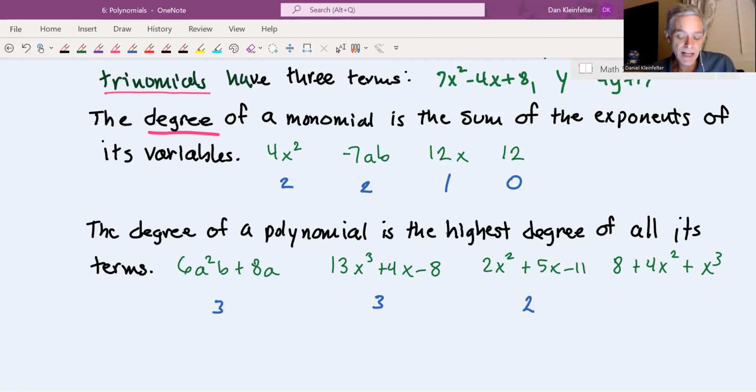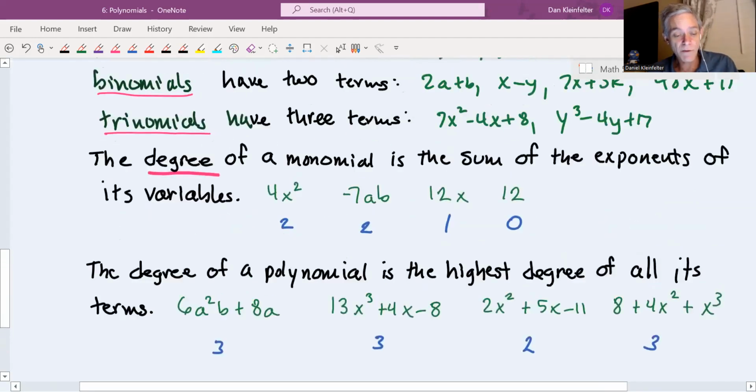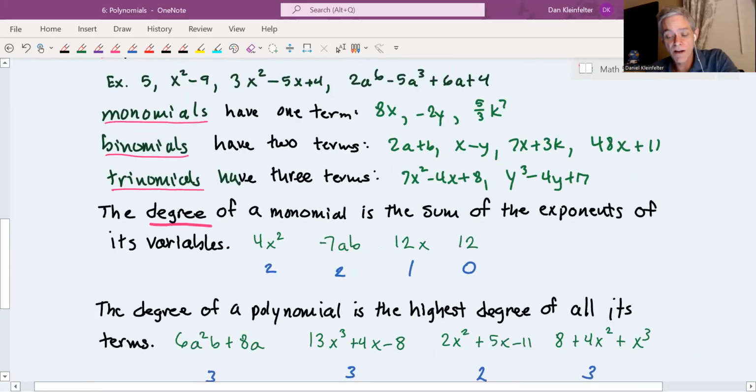And then for the last one, 8 plus 4x squared plus x cubed. The highest exponent you see there is the 3 on the x cubed, so this one is degree 3. Don't be put off by the fact that the x cubed is in the back. It doesn't matter what order the terms are in. It just matters which is the highest exponent present. Okay, so that takes care of a bunch of definitions. Again, let me know if you have any questions on those.